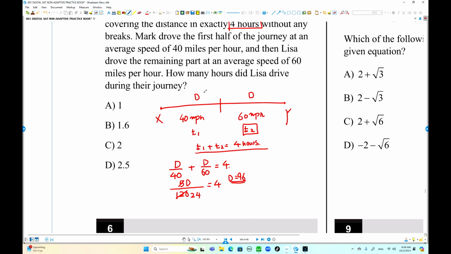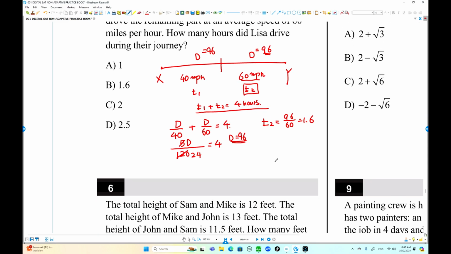Okay? This side is what? 96, second half also 96 miles. So we're going to find the T2, right? Second half, distance over speed, right? So second half equals what? 96 over 60 equals 1.6 hours. Okay? And also you can use this one too. These two distances are equal, right?